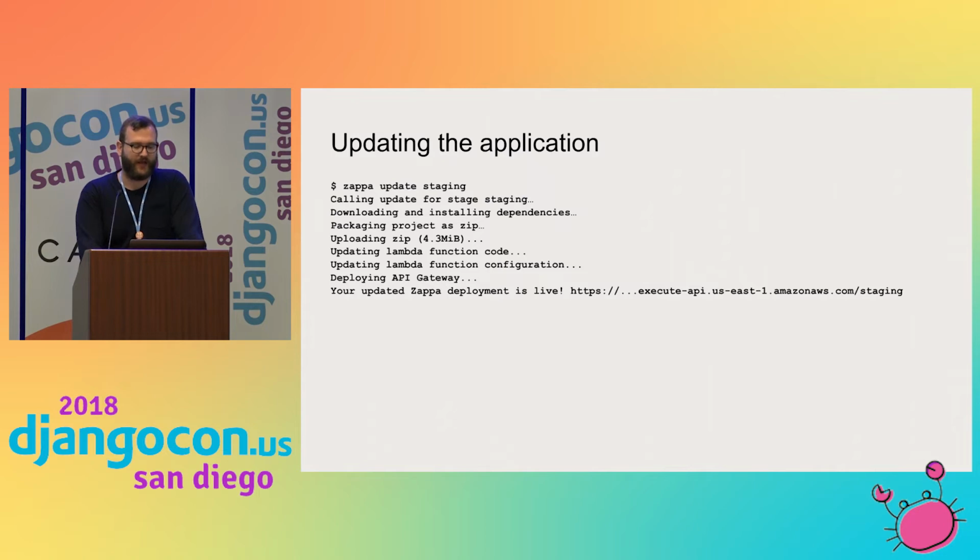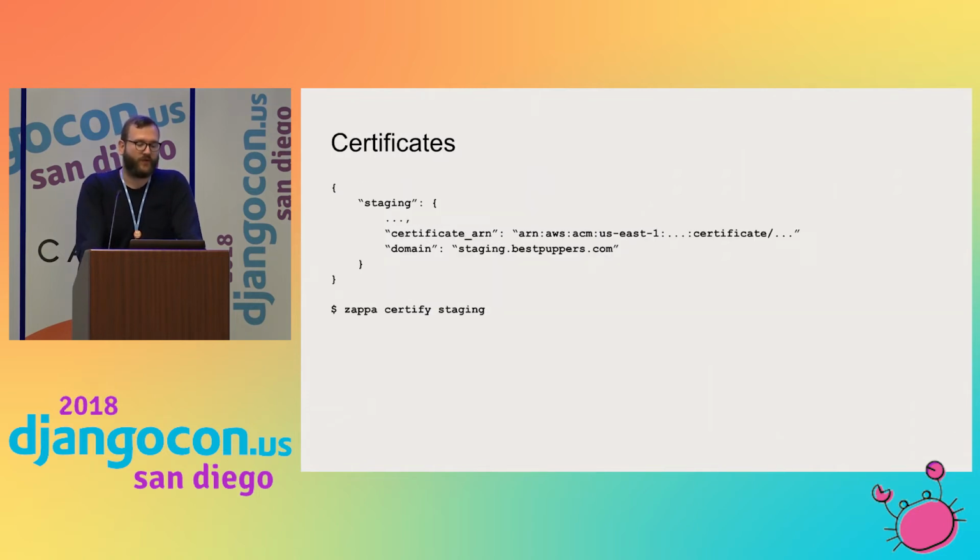So the next step after this is getting your certs in order. And fortunately, that is very easy too. Once you've created a certificate in Amazon Certificate Manager, you can take that ARN, that Amazon Resource Name string, and specify it in your environment as the certificate ARN, and then tell it the domain that you want to certify. And then you just run zappa certify staging, and that will certify the staging domain that you specified using the cert that you specified.